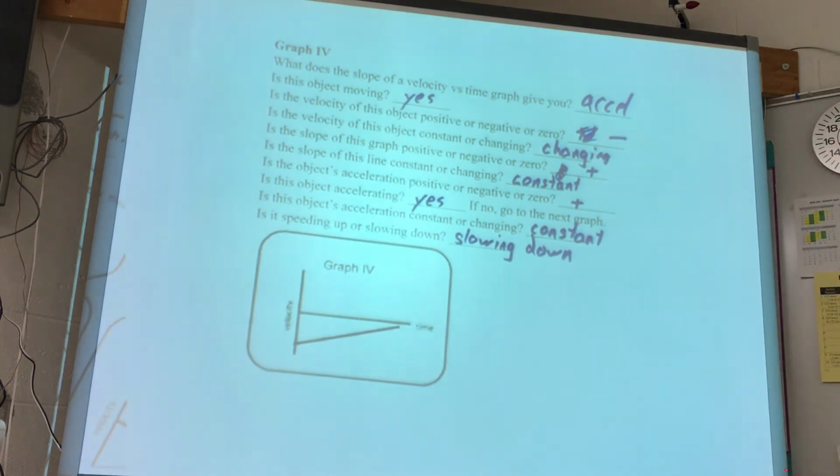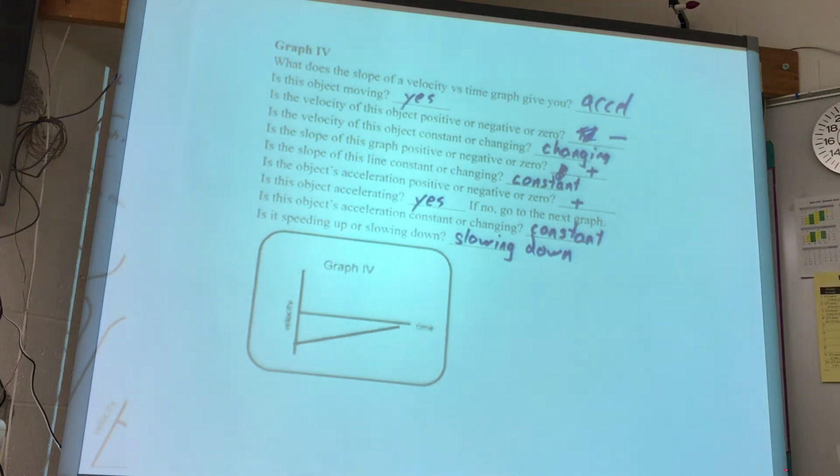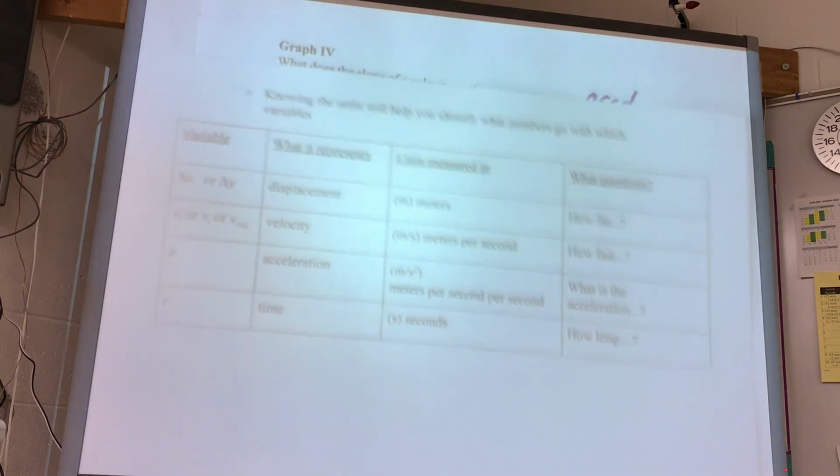Okay, then let's take a look at that yellow sheet, that little half sheet that you picked up on the way in. I don't know which side is the front, which side is the back. On the side that has the data table, let's take a look at the data table. On the data table, there are a series of variables that we use. It says knowing these variables will be helpful to identify what numbers go where.